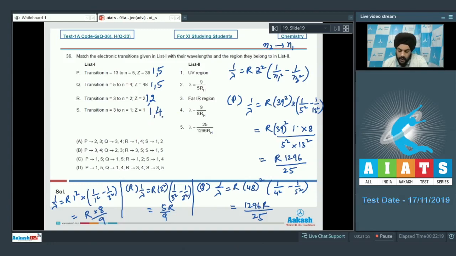Okay. So if we talk about the option which is correct, we can clearly see that for this question we have to mark the answer as option C.